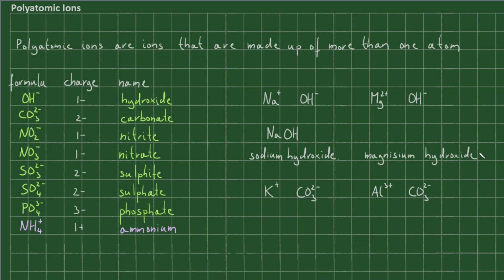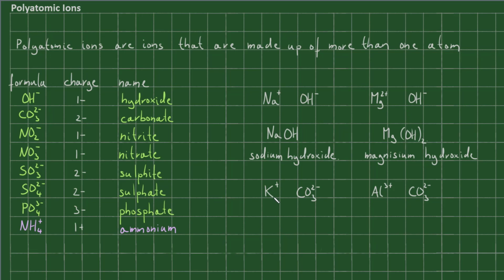If I combine a magnesium cation and a hydroxide anion, I will end up with magnesium hydroxide. Using the crossover method, the formula will be Mg(OH)2. The reason I'm putting the hydroxide in brackets is because I'm trying to indicate that there will be 2 hydroxides.